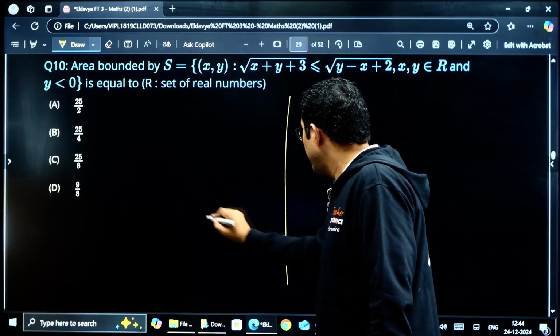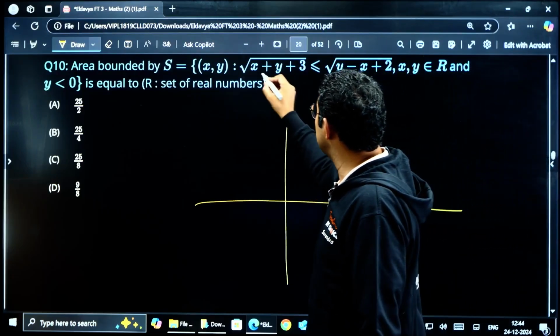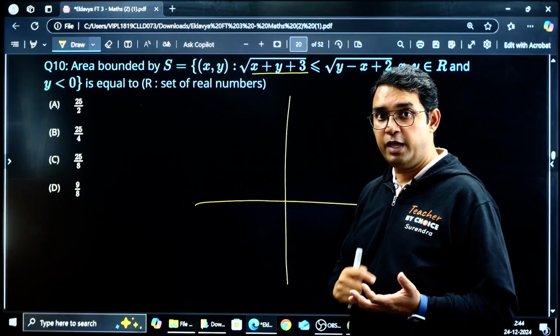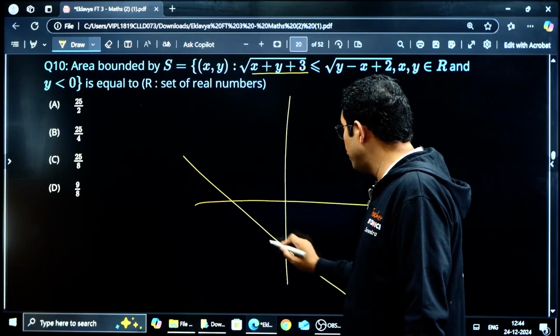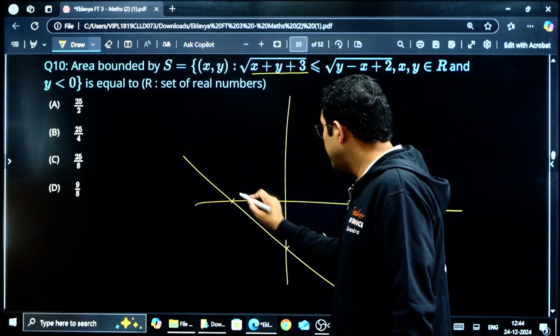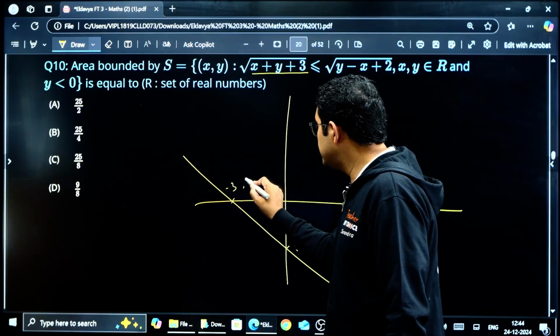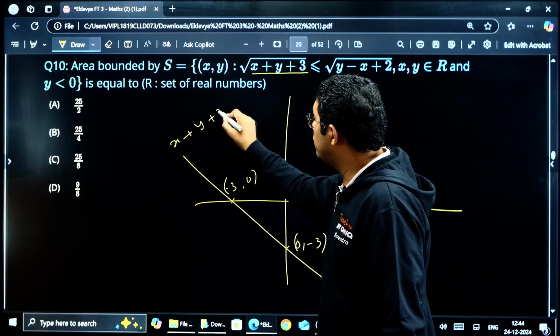So please see, x plus y plus 3 is actually representing a straight line if we equate this to 0. If x plus y plus 3 is equal to 0, it will be a straight line whose x-intercept and y-intercept both will be minus 3. This will be 0, comma minus 3, and this will be minus 3, comma 0. And this line is x plus y plus 3 equal to 0.